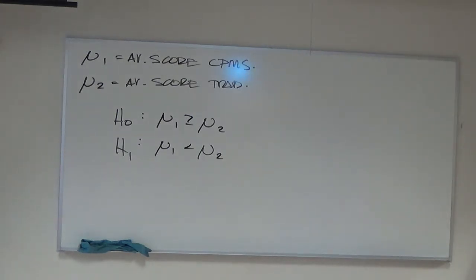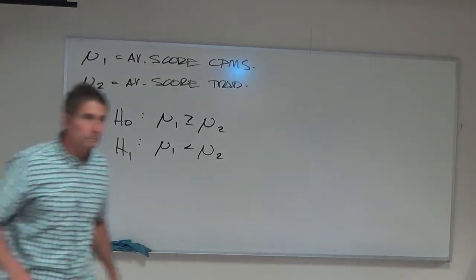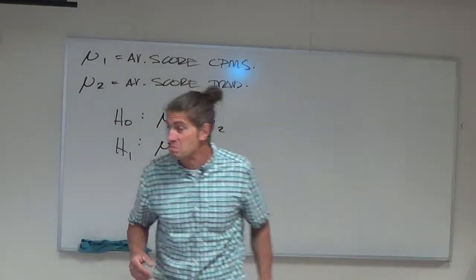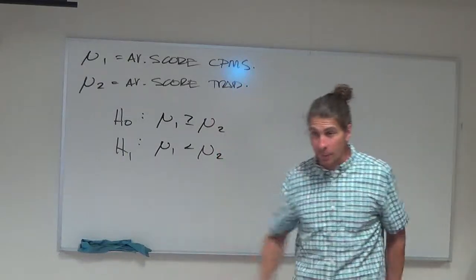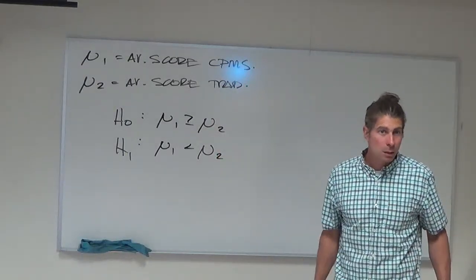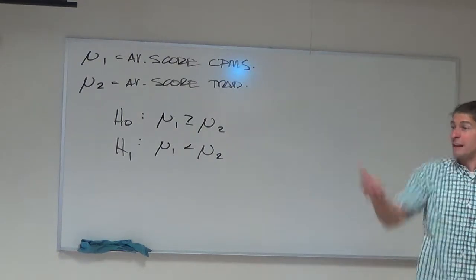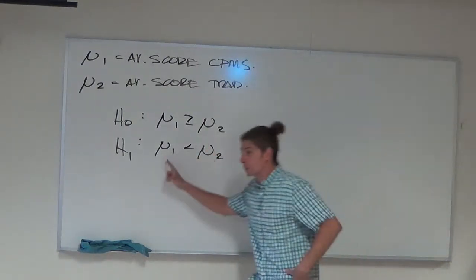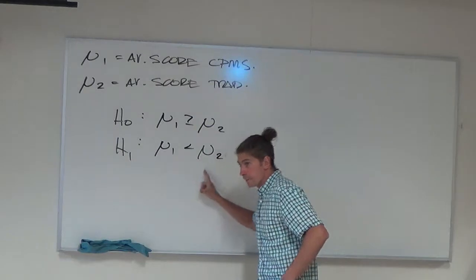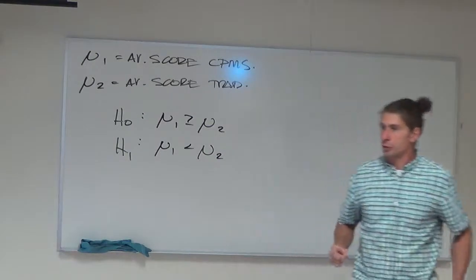Let's talk about being wrong. Speaking of probability, errors. Give me them, please. False positive, type 1, means? We say that it is less than. We say that the Core Plus kids are doing worse, but they're actually not doing worse.